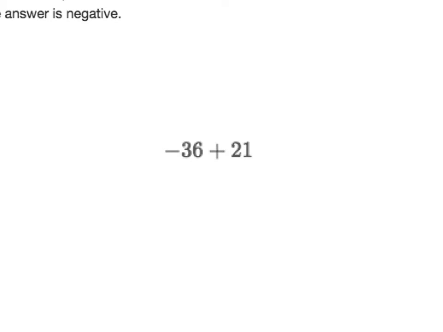So here's what we've got. Because the value of 36 is bigger than 21, and this is the one that's negative, when I add negative 36 to positive 21, we're going to get a negative number. If you think about it, think of a number line, just to help you understand where you're at here.